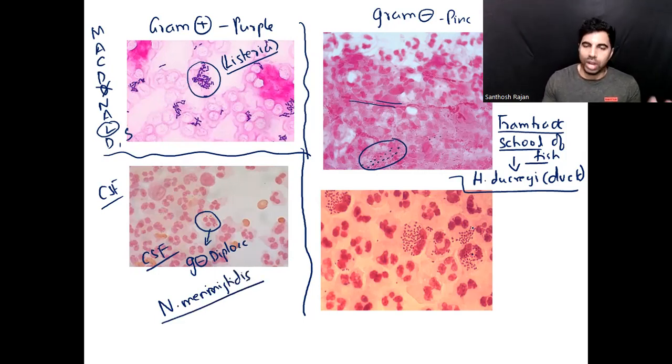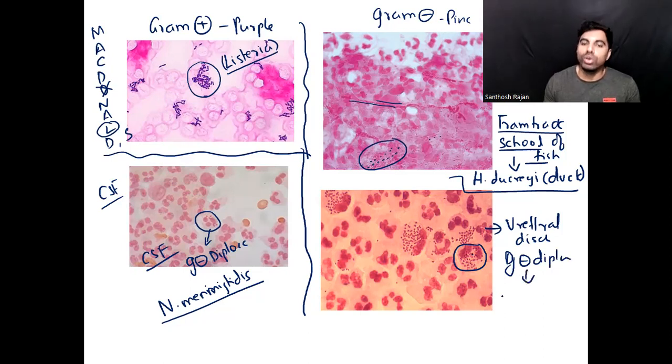Now another question: if this is a urethral discharge from a young man, and a smear was made and this picture comes, you see intracellular Gram negative diplococci. But since it is a urethral discharge, you have to say that is Neisseria gonorrhoeae. Gonorrhea is very easy. Both are Neisseria: one is Neisseria meningitidis, the meningococcus, and one is the gonococcus, gonorrhea.